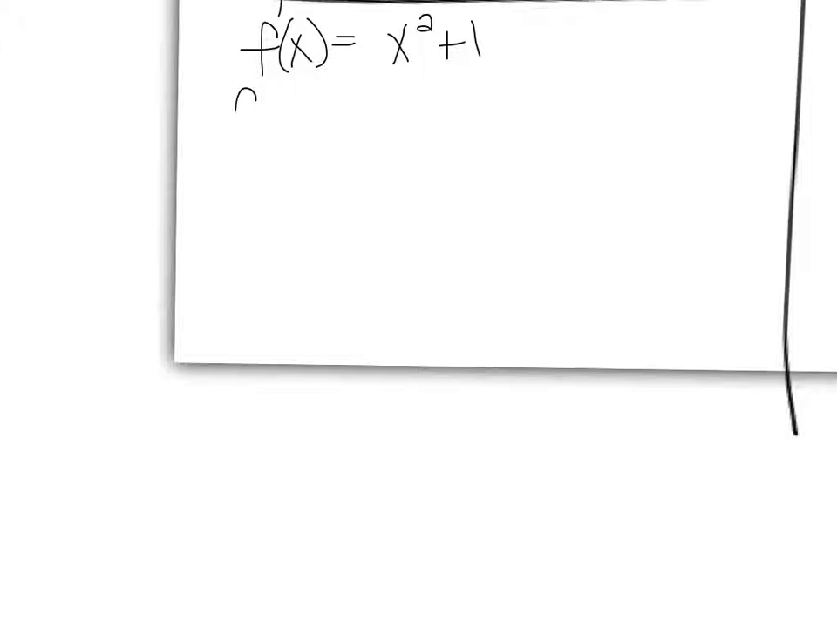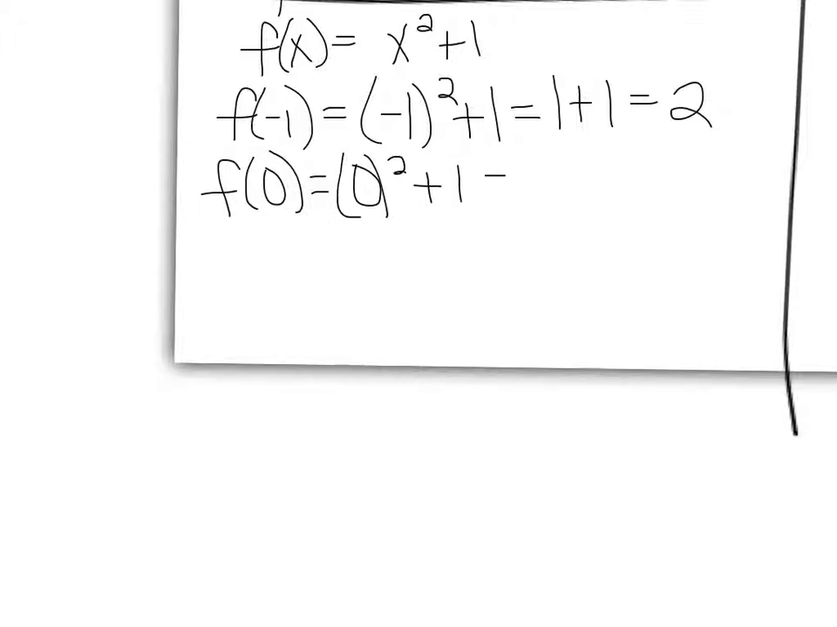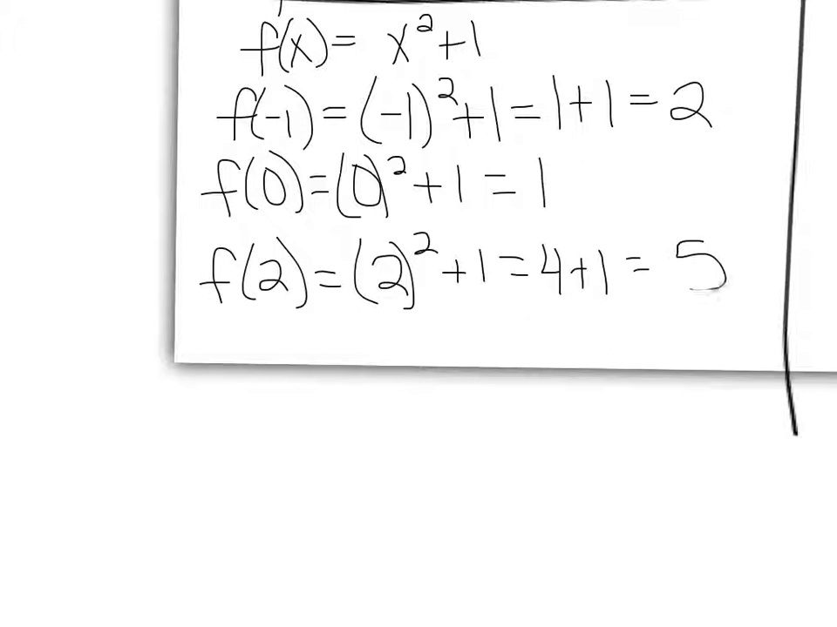If I want to find f of negative 1, what do you think I'm going to do? I'm going to plug negative 1 in for x. Negative 1 squared gives me 1, and 1 plus 1 gives me 2. If I want to find f of 0, I'm going to plug 0 in for x, and I get 1. And finally, if I want to find f of 2, I'm going to plug 2 in for x. I get 4 plus 1, which gives me 5.